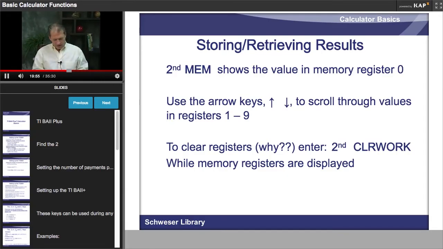Now you can clear all these registers by doing second and then hitting clear work, which is that second function of the lower left-hand key. I don't know why you'd ever have to change them. As soon as you put something new into a register, it just overwrites whatever was in there before. So I've never had occasion to clear them, but you can if you like.